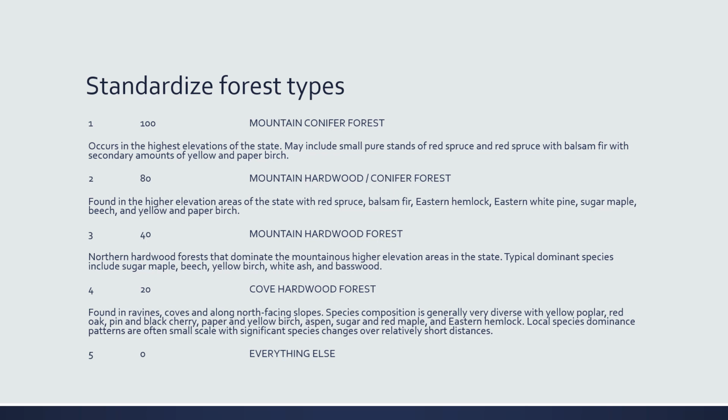Next up, let's talk about standardizing the forest types. This is actually not as easy as what you might think. To begin with, you're just going to get these names: mountain conifer, mountain hardwood, industrial, and what have you. You have to go through and figure out which of these land use or land cover classifications warrant your consideration.